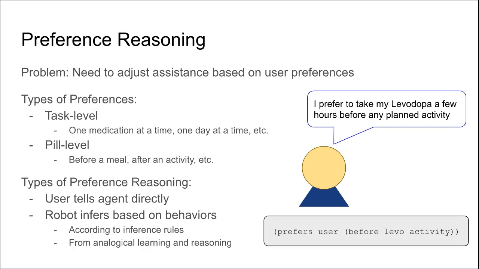Alternatively, we could also do this through inference by observing the person's current behaviors and past behaviors, and be able to come up with some rules or maybe use some analogical reasoning to determine the person's preferences. In other work, we've used analogical reasoning and an analogical theory of mind to be able to recognize a person's goals and preferences based upon observations of their actions.